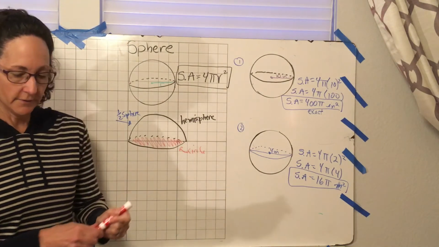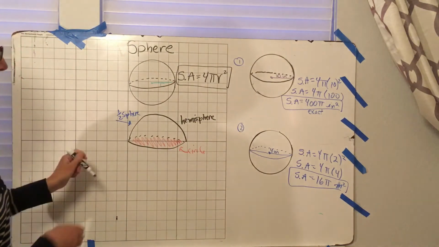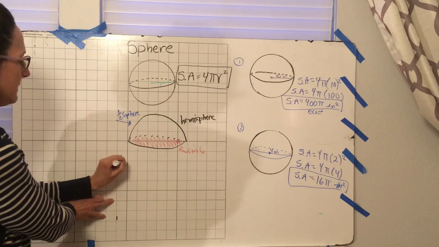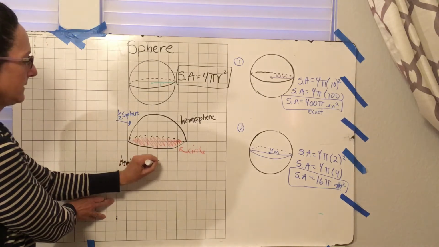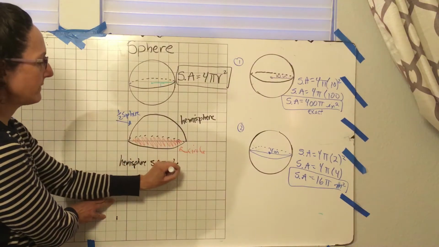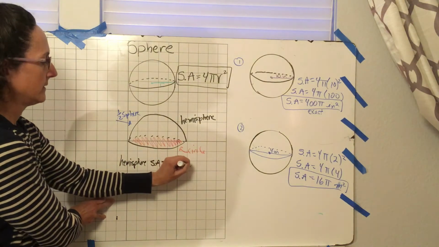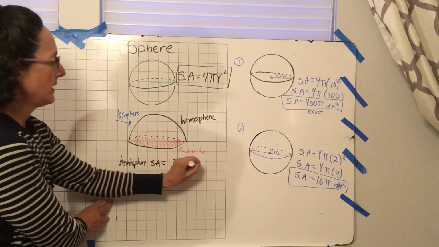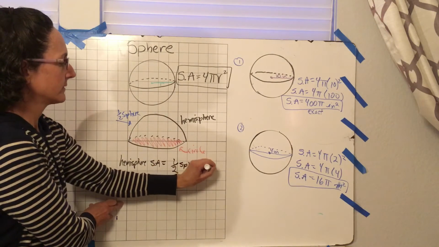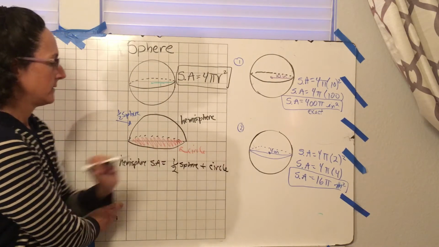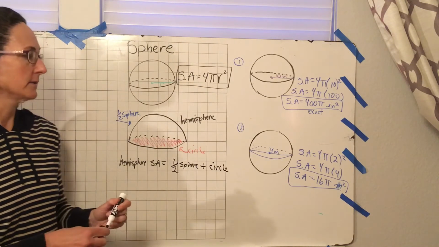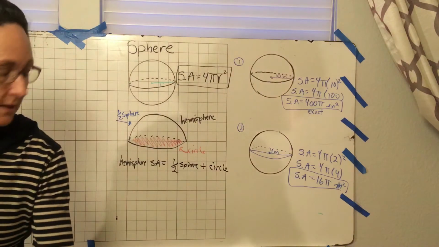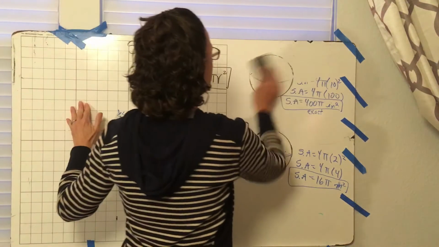So the formula for finding the surface area of a hemisphere: surface area equals half of a sphere, that's this part, plus the area of the circle. And for both of those, you only need the radius. So let's do an example. Let me erase these.